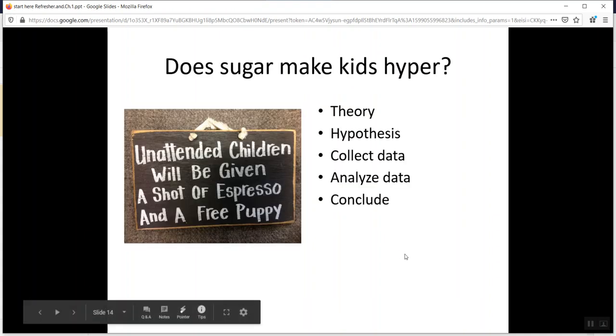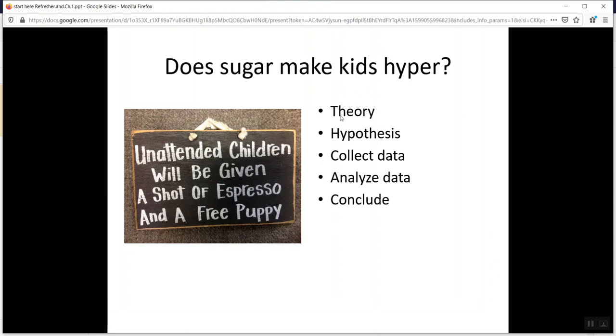Another really popular question is, does sugar make kids hyper? I've seen this little sign here at the library, which I just thought was funny. So again, we come up with a theory, an overall idea, the hypothesis, possible explanations for this. We collect the data and we analyze the data and we draw a conclusion.